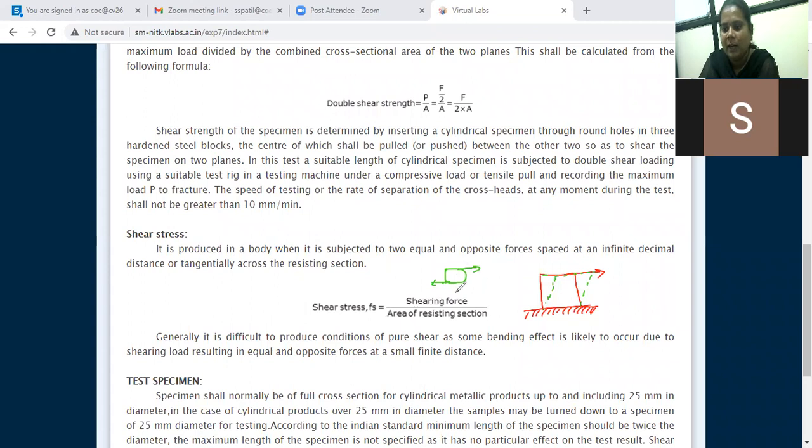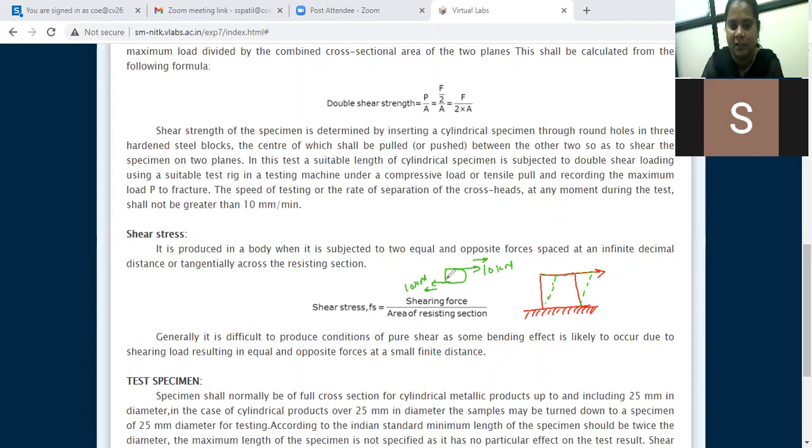When two equal and opposite forces are applied, observe here. Equal and opposite: suppose the intensity is 10 kilonewton here, and here also 10 kilonewton, so this is called equal. And why opposite? This is going in the right direction, this is going in the left direction. So when two equal and opposite forces are acting tangentially across the cross-sectional area, this stress is called shear stress.